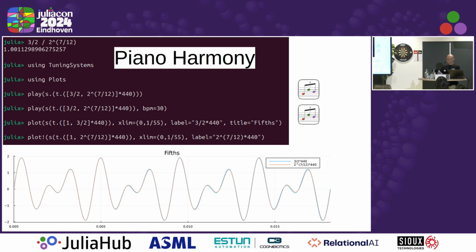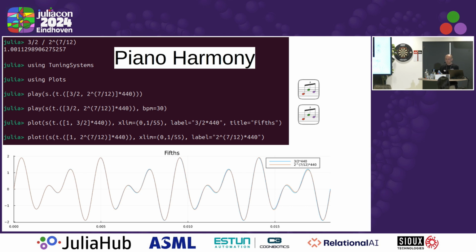If we play them together, we can hear that there's actually a small beat tone like this. If we play them in succession, you need to have very good ears to hear that they were actually two different tones. So this is some of the fun things that you can do.